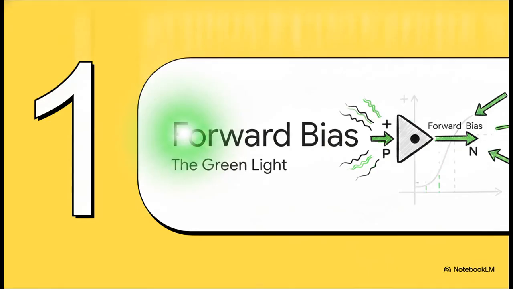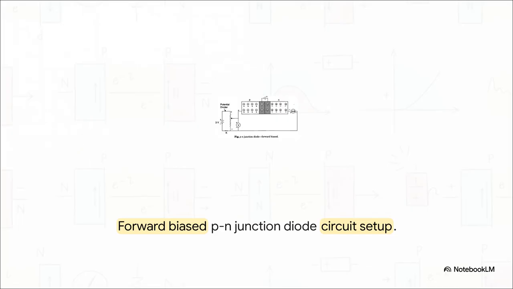All right, let's break this down. First up, forward bias, the green light. Let's explore that green light first and see exactly what happens when we apply forward bias. Take a look at this circuit setup. We've connected the positive terminal of our external battery to the P-type region on the left and the negative terminal to the N-type region on the right. By doing this, the voltage we're applying actively fights against that built-in barrier we just talked about. It physically pushes the holes and electrons toward the center, shrinking that central depletion zone. We are, for all intents and purposes, tearing down the wall.